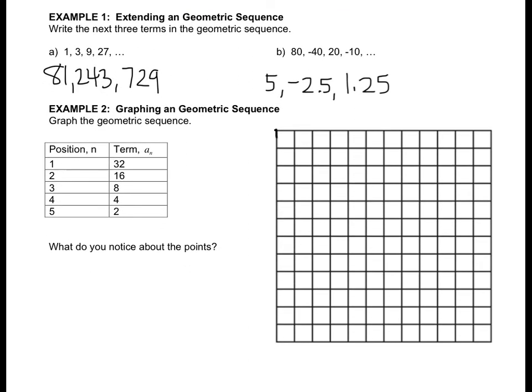And I'll keep myself in the first quadrant because you can't have a negative term. And when I look at all the terms, they're already positive. So this would be position number, and this would be A sub n, which is my term. I have to figure out what the scale should be. It looks like I can go by 4s. So I'll do that, and here I'll go by 1s. So let's graph it.